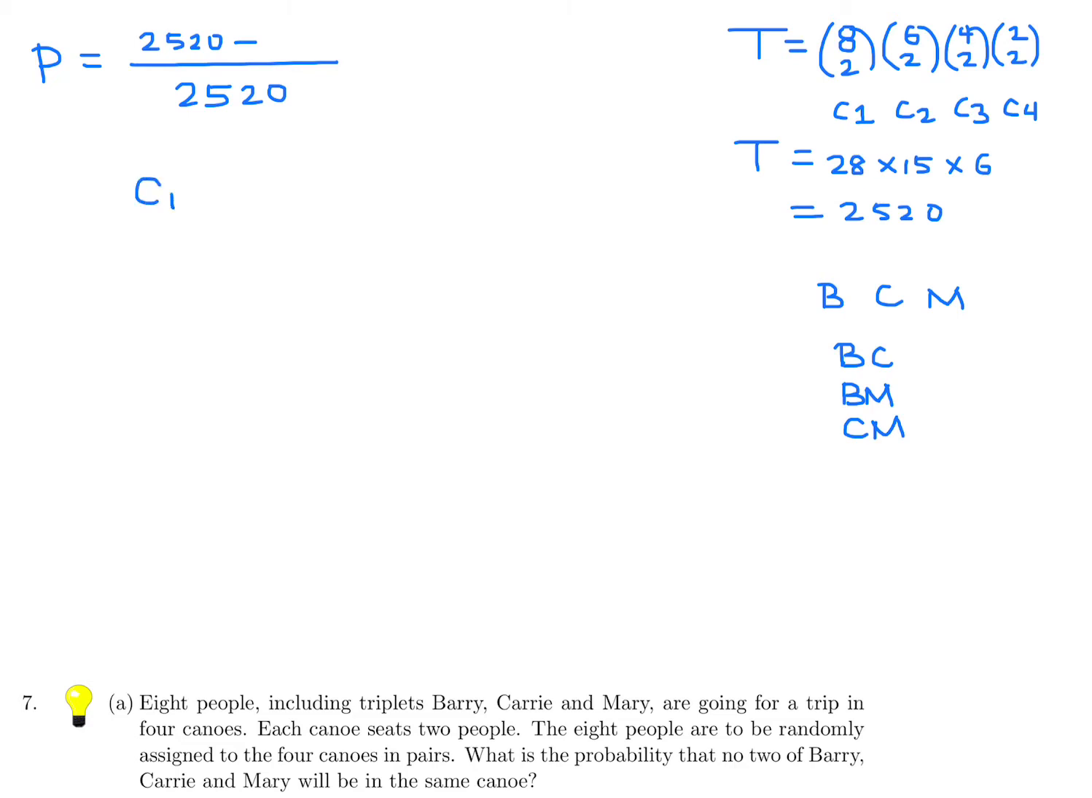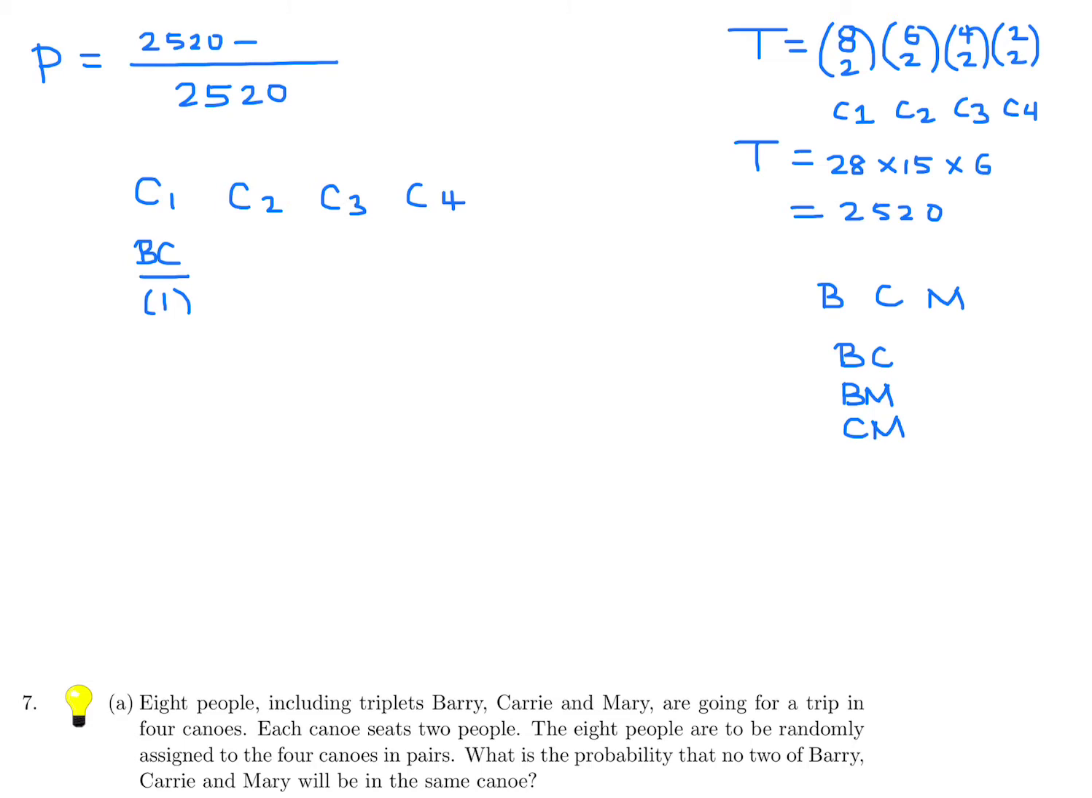If canoe number 1 has BC, let's say, let's talk about the first one. Then canoe number 2, canoe number 3, canoe number 4, those are going to be a wide range of combinations involving the other 6 people. Well, this is fixed, so there's nothing we can do there. There's one possible way of doing that, BC in canoe 1.